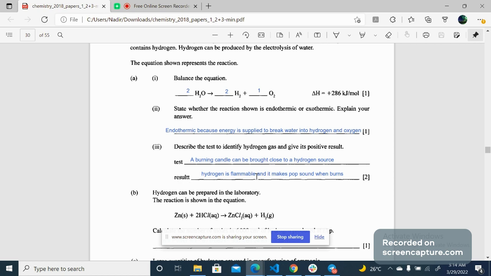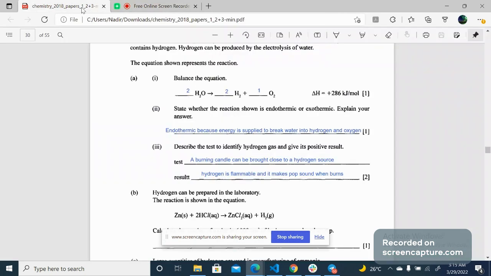The result is, because hydrogen is flammable, if you put a flame near it, it will get burned, and thus we get the pop sound when it burns. Okay.